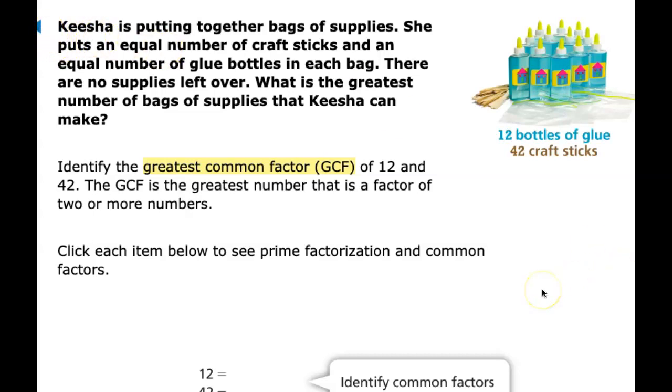Keisha is putting together bags of supplies. She puts an equal number of craft sticks and an equal number of glue bottles in each bag. There are no supplies left over. What is the greatest number of bags of supplies that Keisha can make?